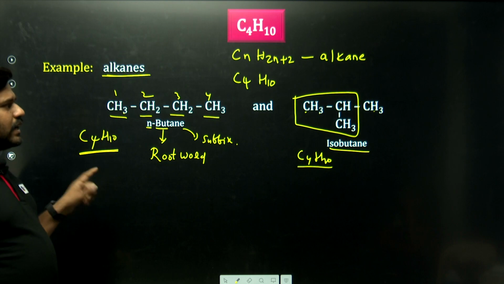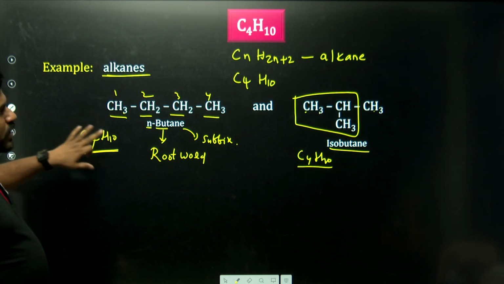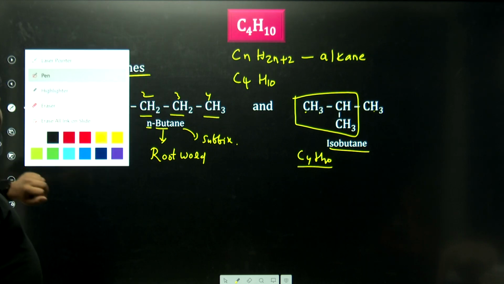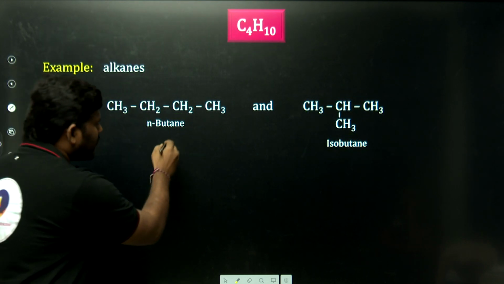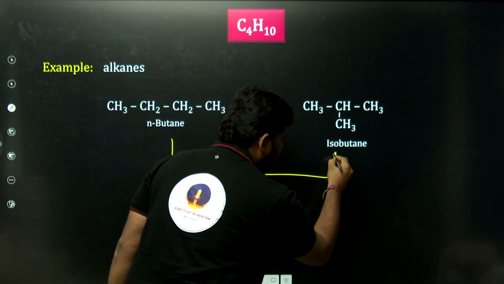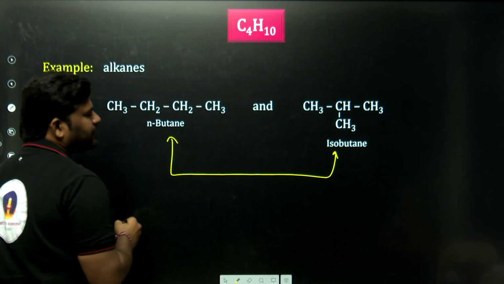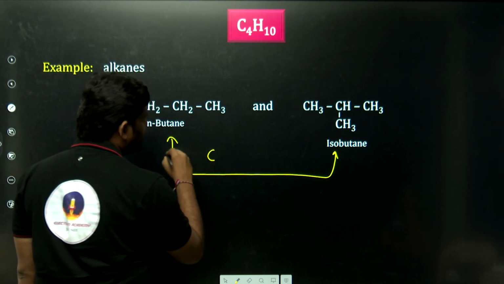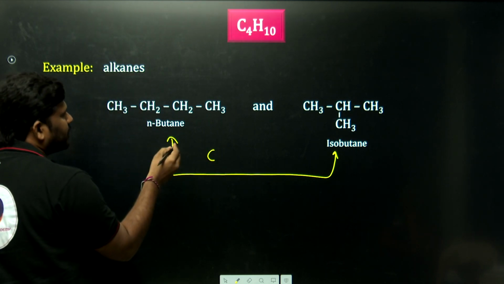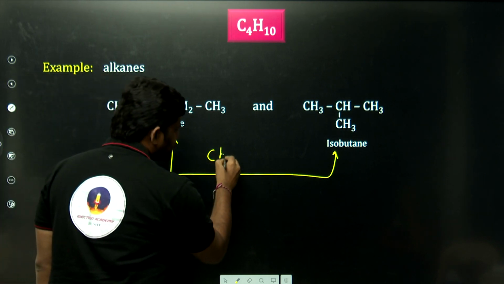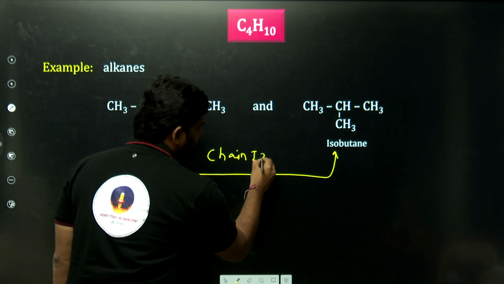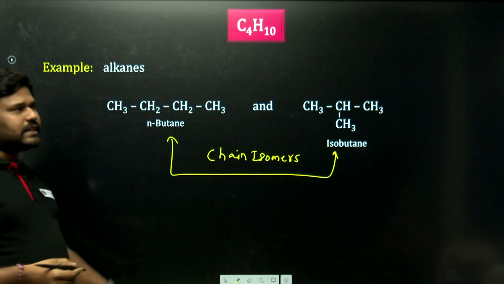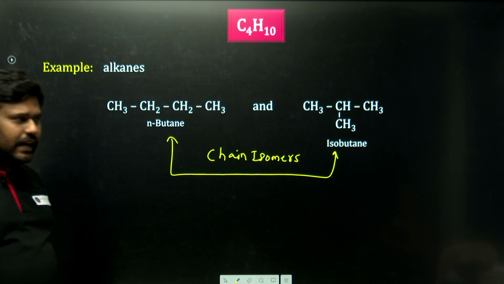So what is our definition? Same molecular formula, but different in structural arrangement. These two compounds have similar formula but are different in structure, meaning the carbon chain is different. So these are called chain isomers. Alkanes exhibit chain isomers.